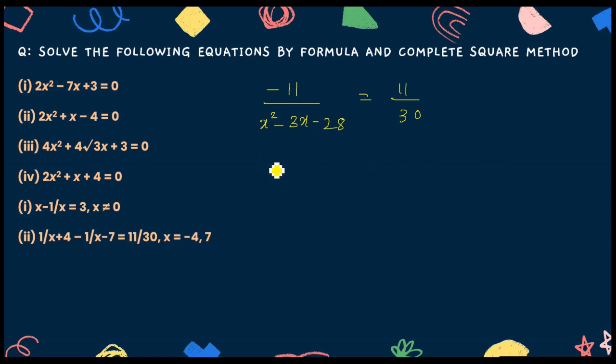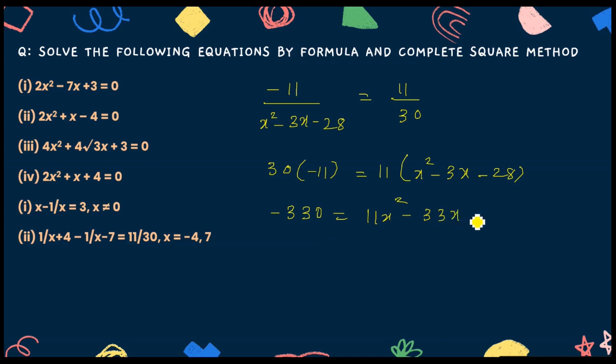So only left-right cross multiplication. 30 into minus 11 equals 11 into x square minus 3x minus 28. 30 into 11 will be minus 330. Correct. 11x square, 33x. Correct. 11 into 28, 308.